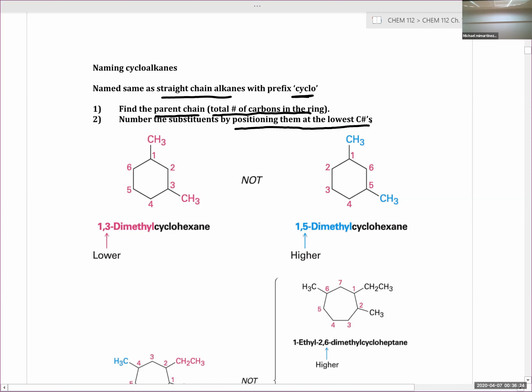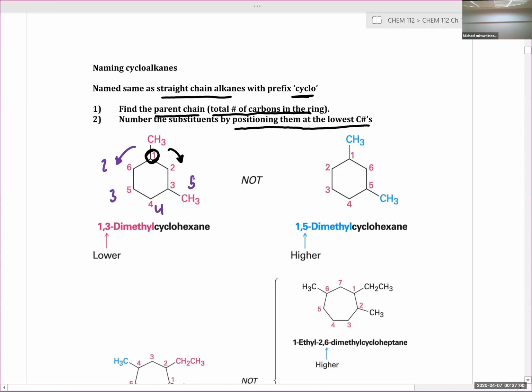So, for example, if we look at 1,3-dimethyl cyclohexane, we start counting at position 1 for one of our methyl groups. It doesn't matter which one. Now we have a choice. We can either count clockwise, or as an alternative, we can count counterclockwise. Let's entertain the possibility. What happens if we count counterclockwise? So we end up with the following numbers: 2, 3, 4, 5.